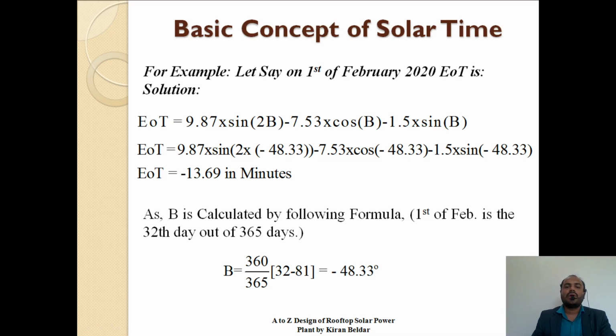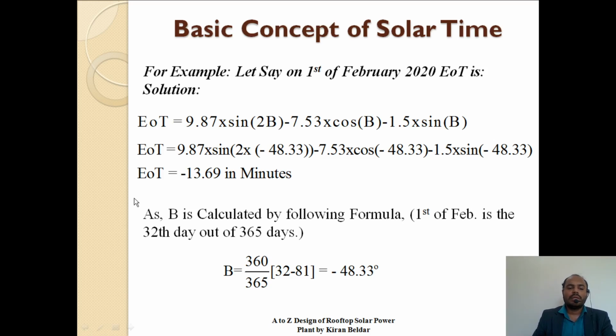For example, let's say on the 1st of February 2020, the EOT can be calculated by this formula. First we calculate the B value, because we need the B value to calculate the EOT equation. This B is calculated by the following formula. On the 1st of February, as we know, it is the 32nd day out of the 365 days. So B is equal to 360 upon 365 in brackets (32 minus 81). Here we get minus 48.33 degrees. We put this value in this equation, and ultimately by calculating this equation, we get the value of minus 13.69 in minutes.